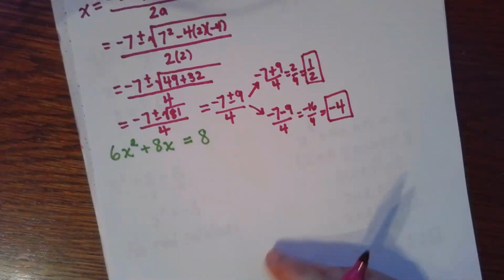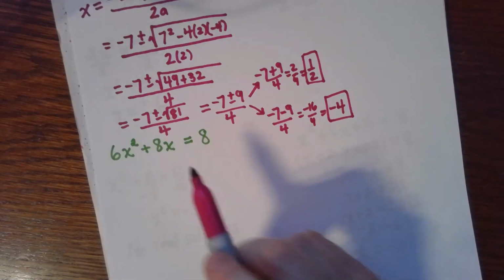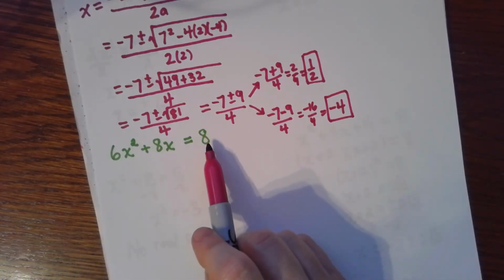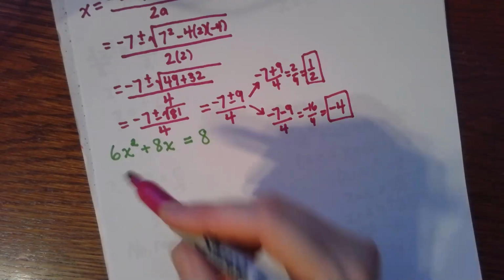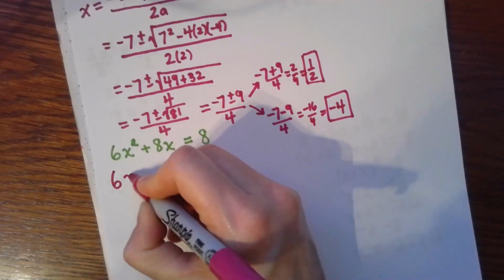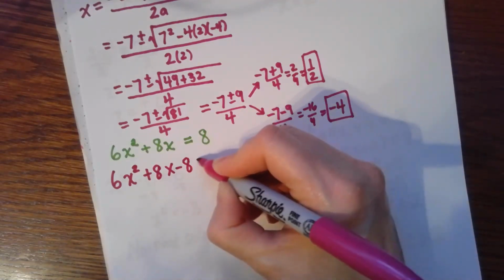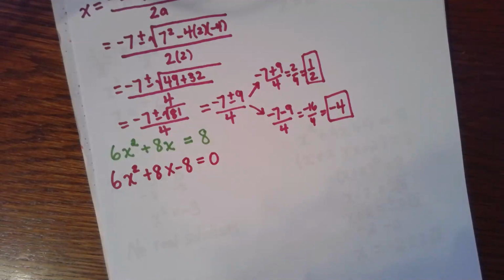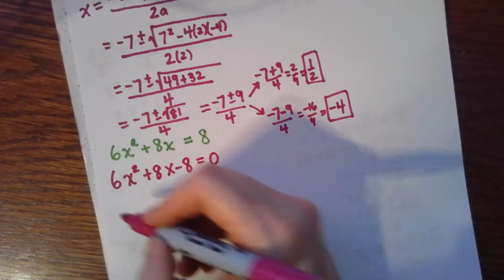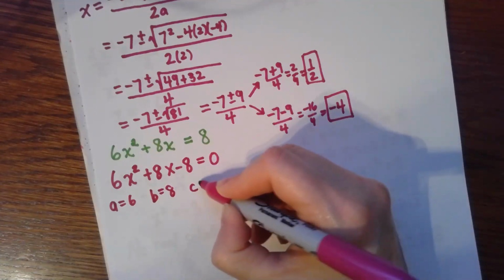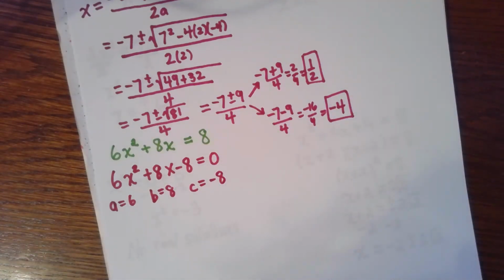All right. So this one on the bottom, notice that we don't have everything on one side of the equal. So we would need to subtract 8 from both sides and turn this into 6x squared plus 8x minus 8 equals 0. Okay, and then we would see that a is 6, b is 8, and c is negative 8. Okay, so then we could put that into the quadratic formula.